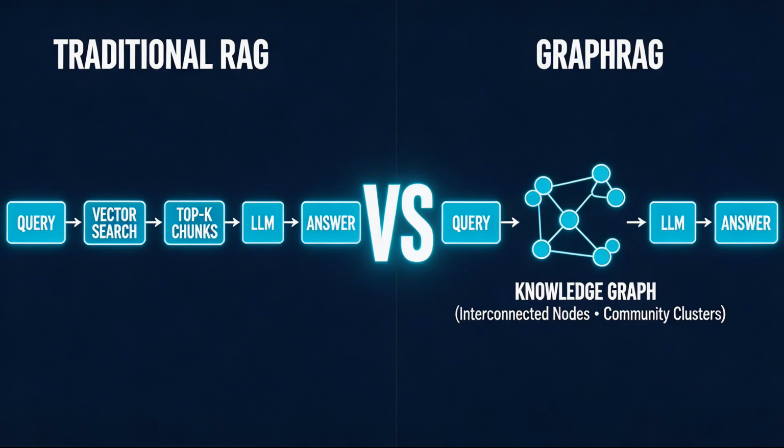That's GraphRAG versus traditional RAG. The key insight: vector search finds similar pieces, graph search finds connected knowledge.